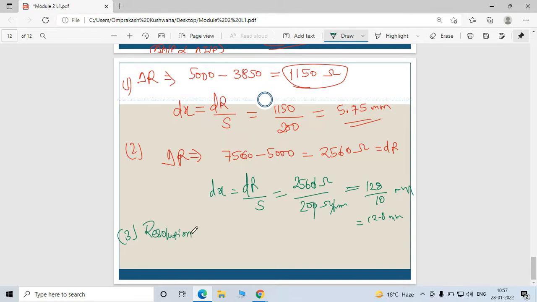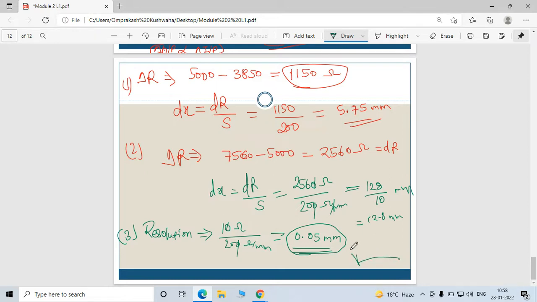Resolution for case 3: you want to measure 10 ohm resistance, right? And the sensitivity is 200 ohm per mm. So when you solve it, you will get 0.05 mm. So the resolution of your scale is 0.05 mm. When you put that resolution, then you are able to find out this 10 ohm resistance. Okay, these are the resolutions.